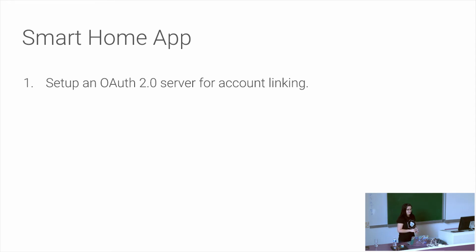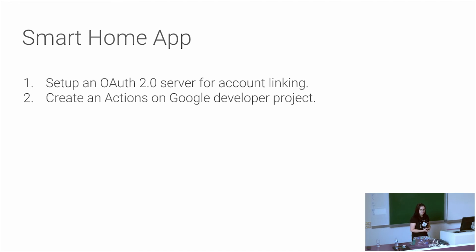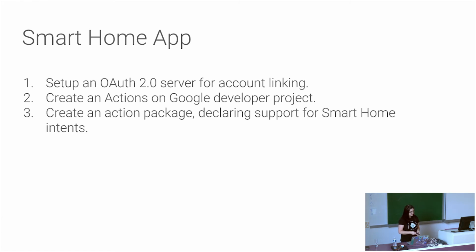So the first thing that you have to do in order to do smart home apps is to set up an OAuth server for account linking, okay? Now if you follow the sample online, you can circumvent this and just make a dummy OAuth 2 server, at least for testing purposes, to get it to the state where you are able to actually control your device. But the first step would generally be to create this OAuth 2 server. The next thing that you need to do is create an Actions on Google developer project. This just means going to the Google console and configuring this actions part.